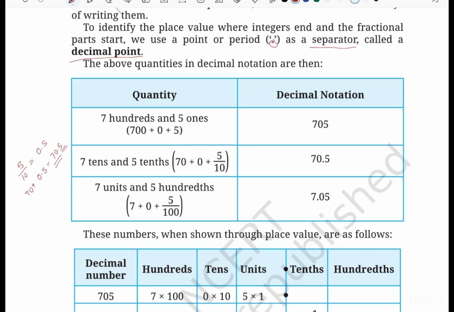7 units and 5 hundredths can be written as 7 units and 5 hundredths. 5 hundredths means 5 by 100. So 5 by 100 is 0.05. That is, we add two zeros in front of 5 and put the decimal point after the first zero. So we got 0.05. 7 plus 0.05, we got 7.05.